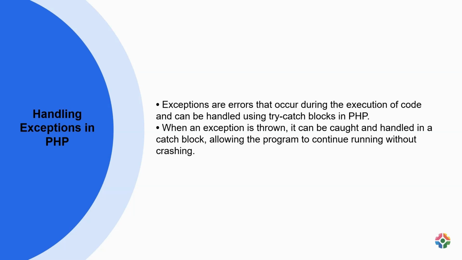For instance, in a scenario where a file cannot be opened due to permission issues, an exception can be thrown and caught within a try-catch block to gracefully handle the error without causing the program to crash.